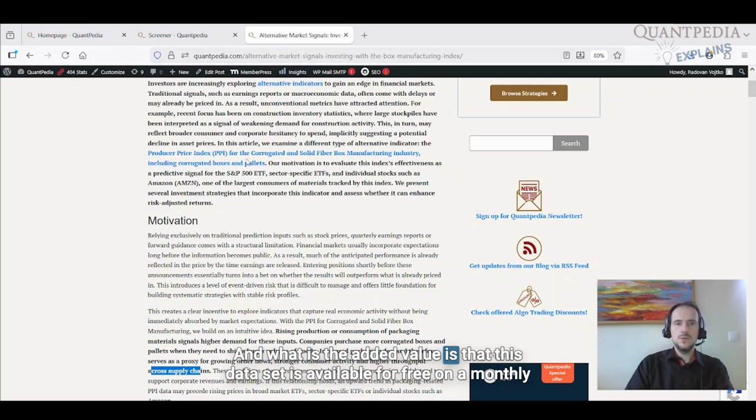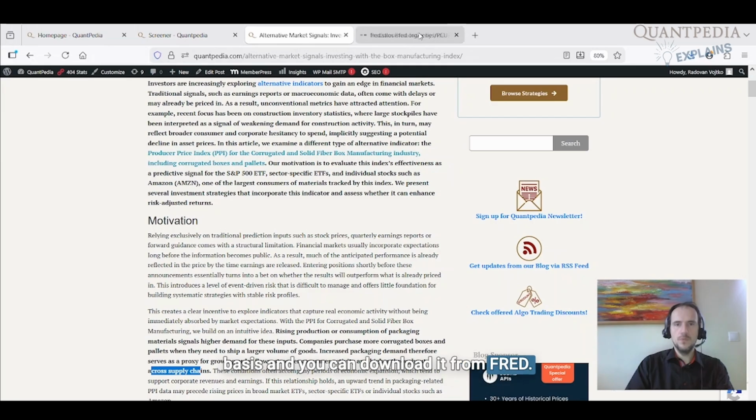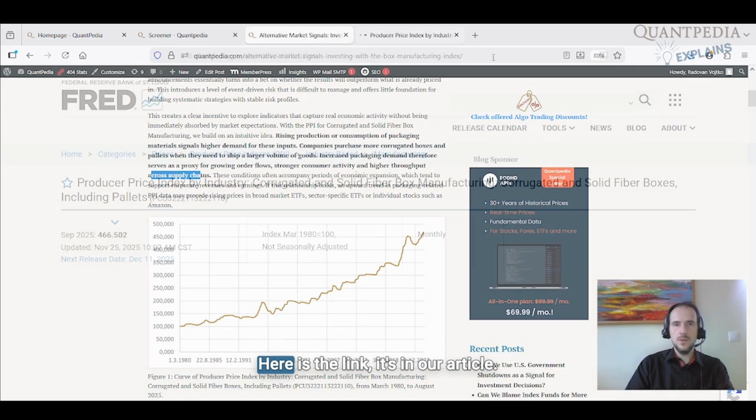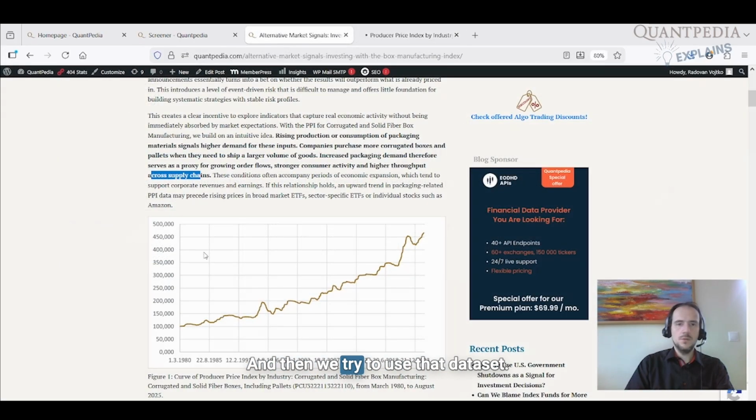And what is the added value is that this dataset is available for free on a monthly basis, and you can download it from FRED. So it's absolutely a great dataset. Okay, so we downloaded the dataset. Here is how it looks. Here is the link. It's in our article, and then we try to use that dataset.